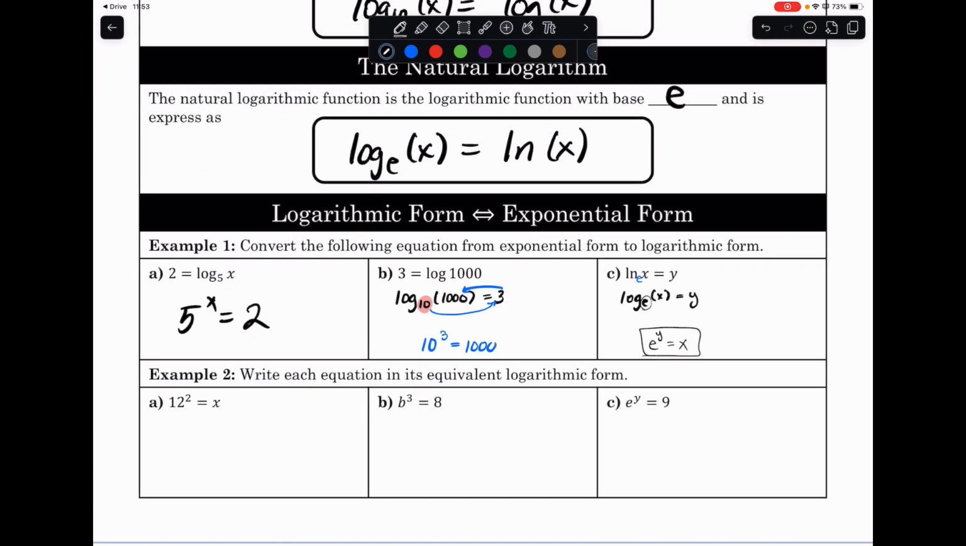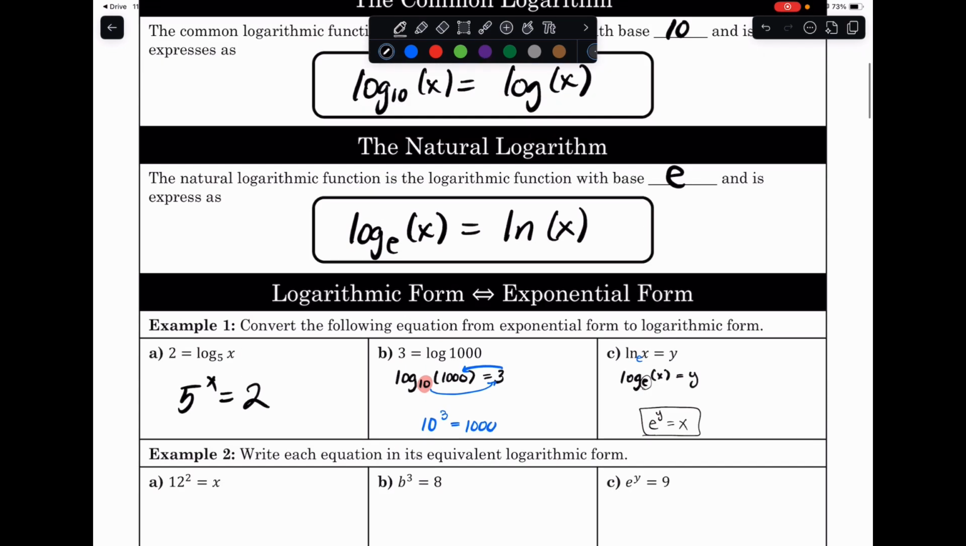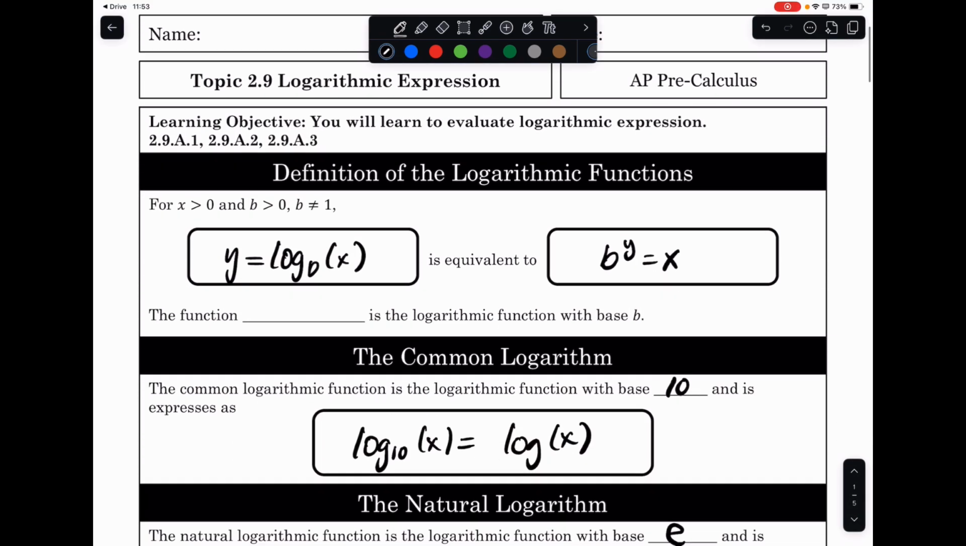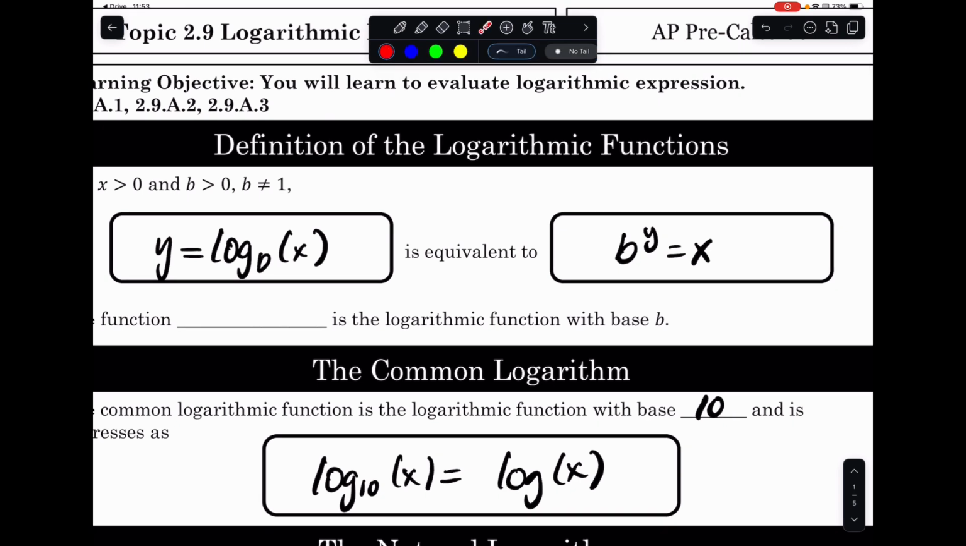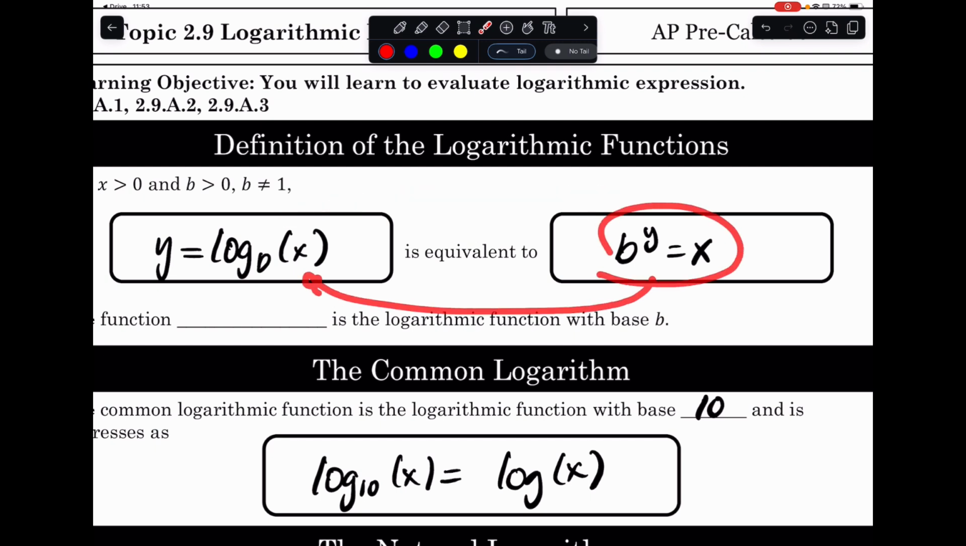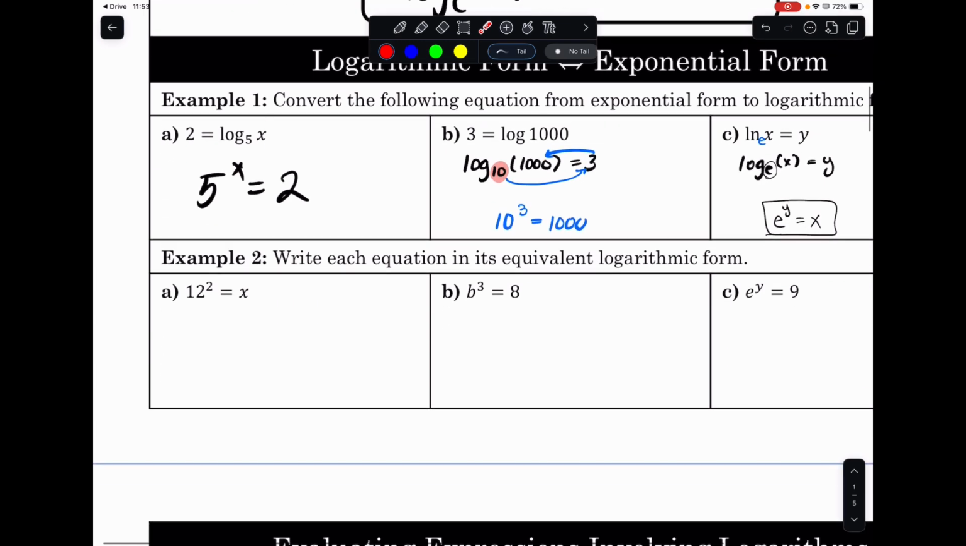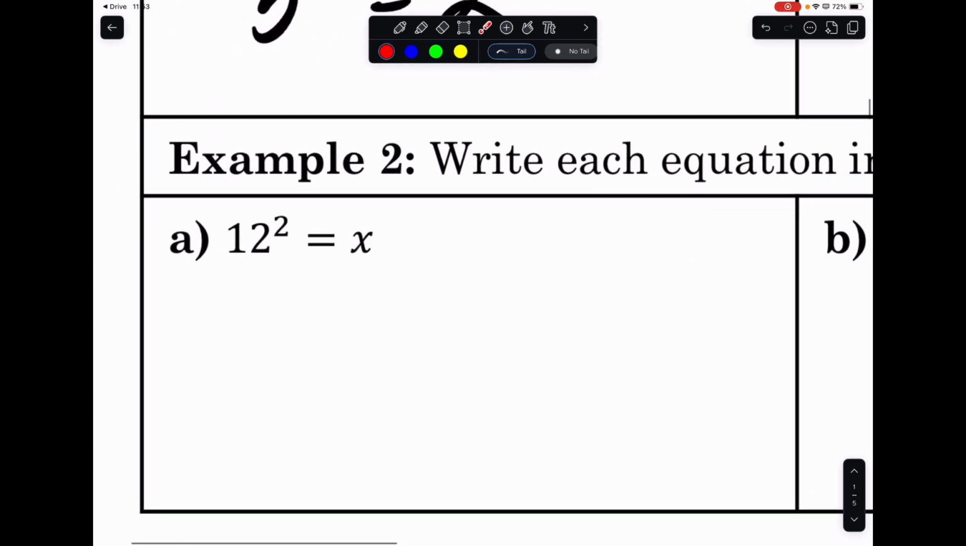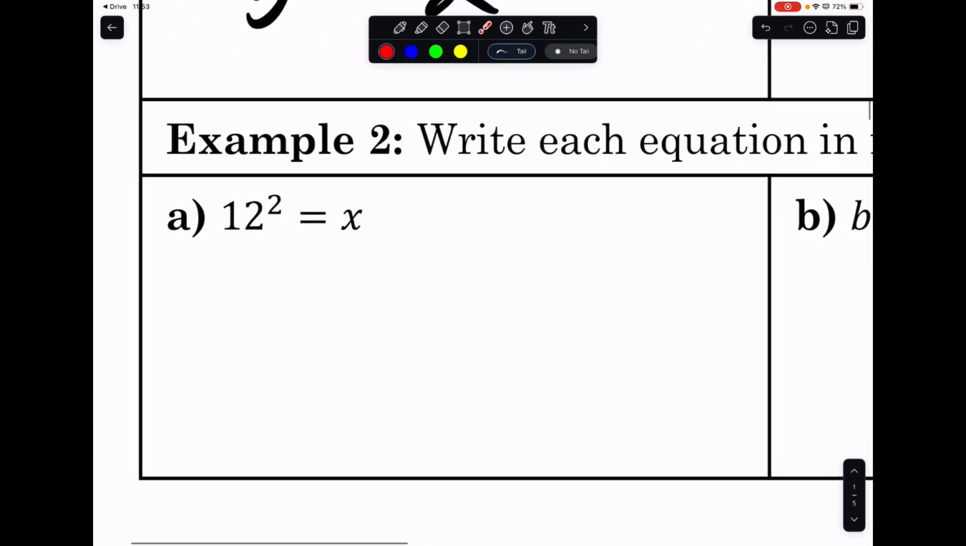Now for example 2, let's go backwards and write each equation in its equivalent logarithmic form. Because these two notations are equivalent to each other, I can go from left to right, and I can also go from right to left. Given an exponential equation, I can write it in an equivalent logarithmic form. So let's look at letter A, for example 2.